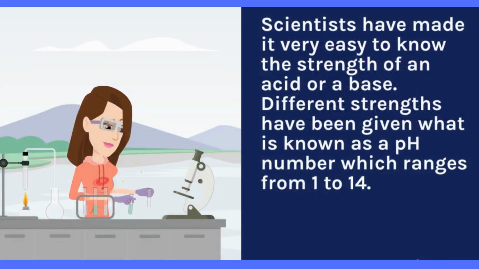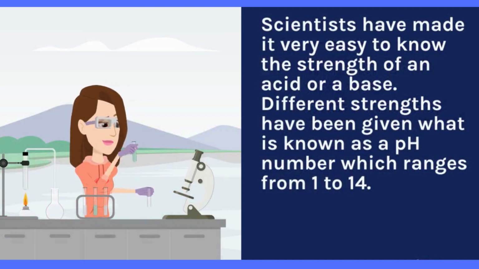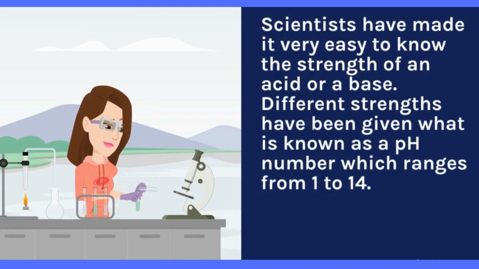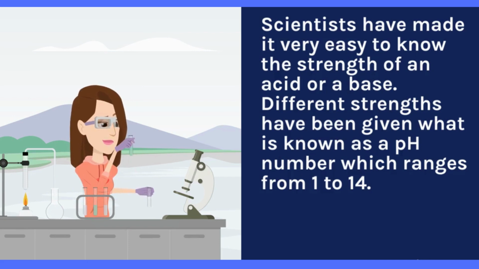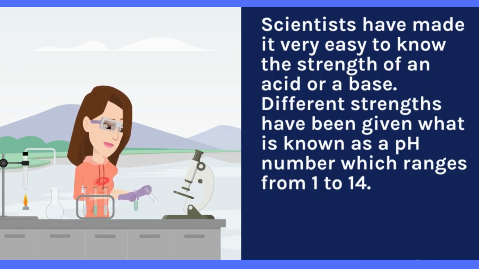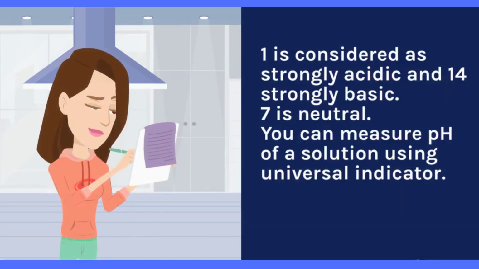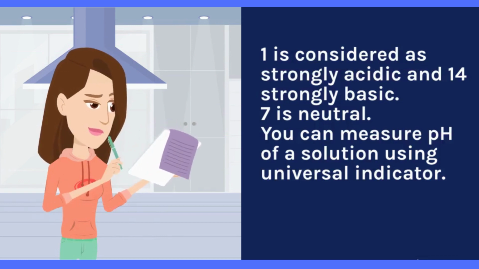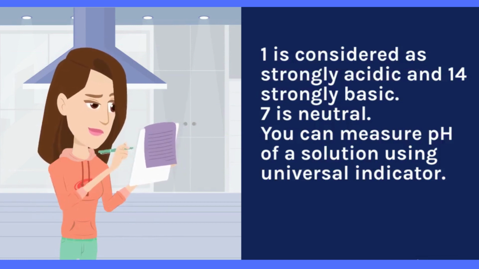Scientists have made it very easy to know the strength of an acid or a base. Different strengths have been given what is known as a pH number, which ranges from 1 to 14. 1 is considered as strongly acidic and 14 strongly basic. 7 is neutral. You can measure pH of a solution using universal indicator.